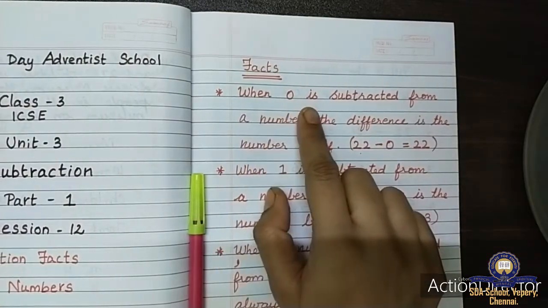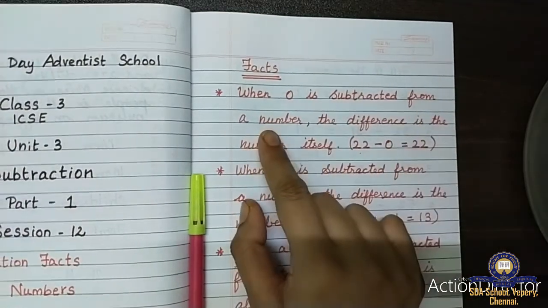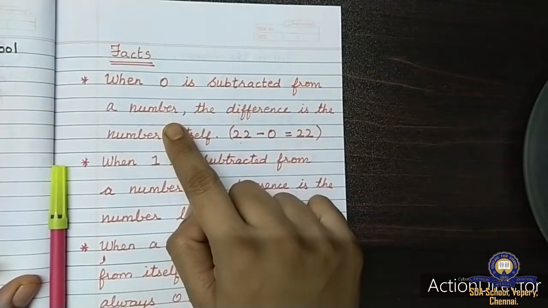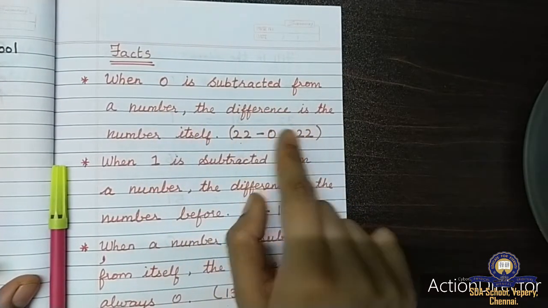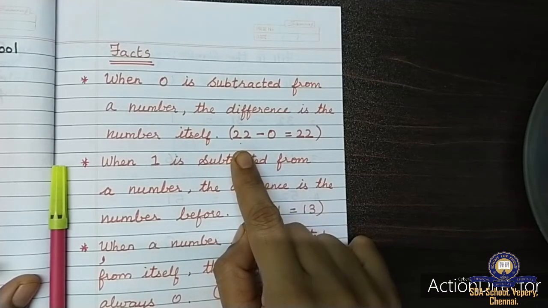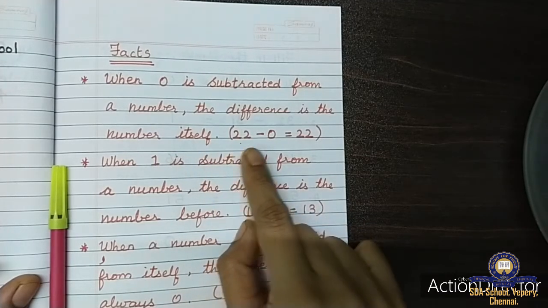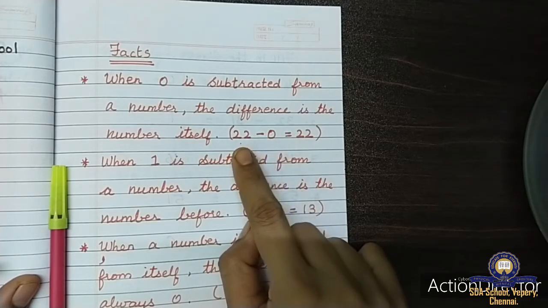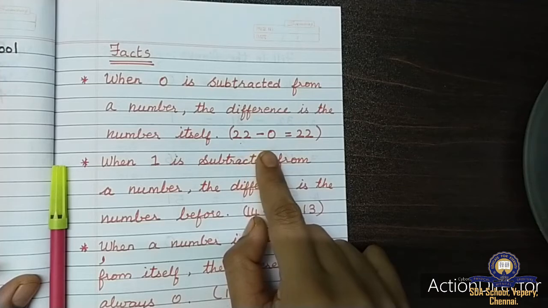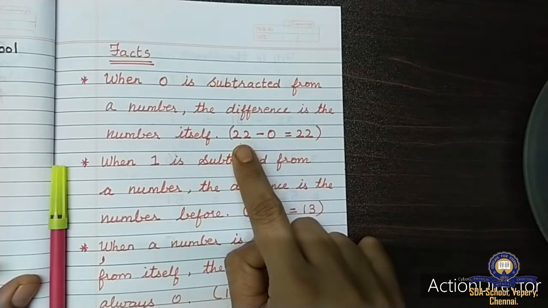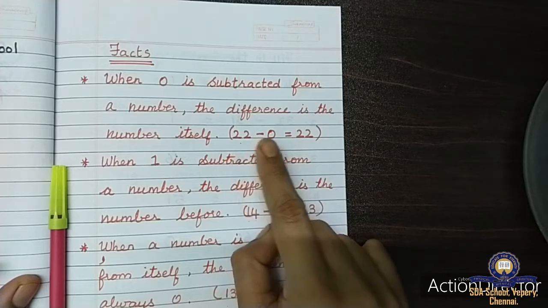When 0 is subtracted from a number, what will happen? The difference is the number itself. For example, when you subtract 22 minus 0, you will get the answer as the number itself. The answer will be 22.